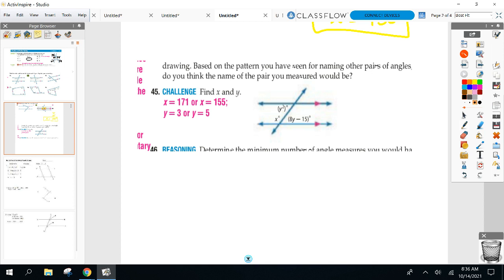All right, so here you go. Find x and y. Well, what do you know about x and 8y minus 15? Do I really want to add them and set them equal to 180 though? Why not? Because there's two variables, we don't want two variables. What do I know about y squared and x from yesterday? Because they're same side interior. Do I really want to do that? What's the only thing I could realistically do here that's got the same variable in it? Go ahead, Nira. Y squared equals 8y minus 15.